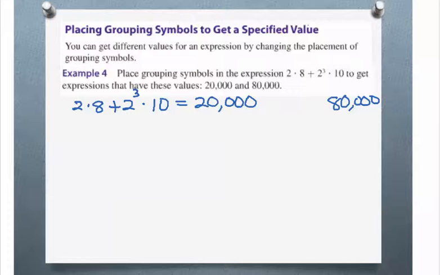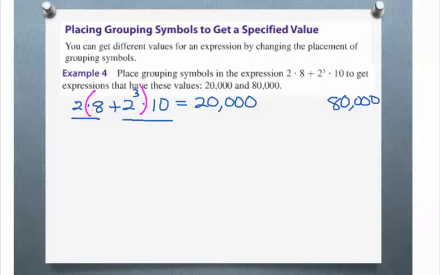So let's take a look at this. Let's group some things that we wouldn't normally group here. These two things would normally be grouped, and so would these two. So if I put parentheses around the 8 and the 2, let's see what would happen if I do that and solve it.